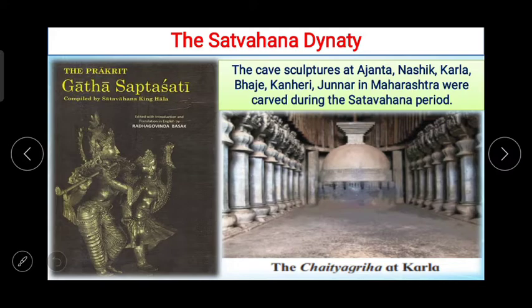The cave sculptures at Ajanta, Nashik, Karla, Bhaje, Kaneri, Junnar in Maharashtra were carved during the Satavahana period. तो ये सारी important जगहें हैं, tourist places हैं. अजंता, then Nashik, Karla cave also, Bhaje, Kaneri cave is also famous, and somewhere near Junnar in Maharashtra were carved during the Satavahana period.